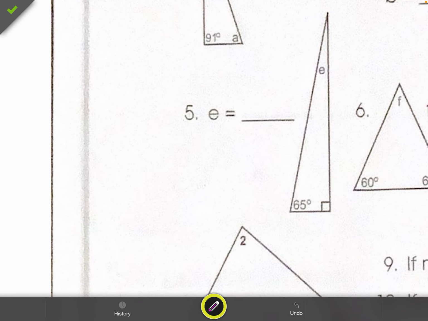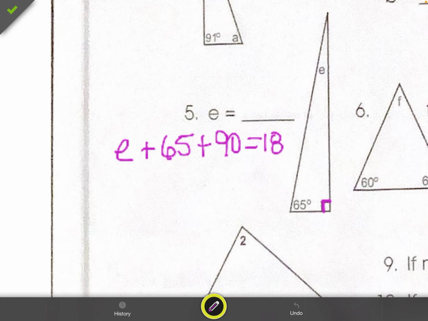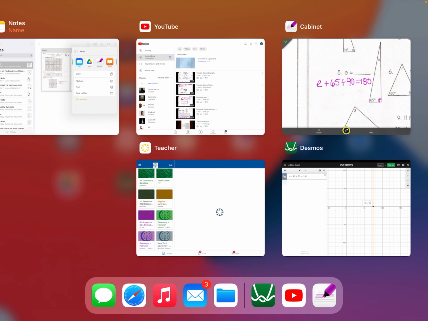All right, number 5. E is my first angle, plus 65, plus what's my third angle? Because this is what people forget sometimes. It's this box, right? What does that box represent? 90 degrees. So don't leave that out just because it doesn't have an actual number. You have to write the 90 for the box. So we got 65 and 90.